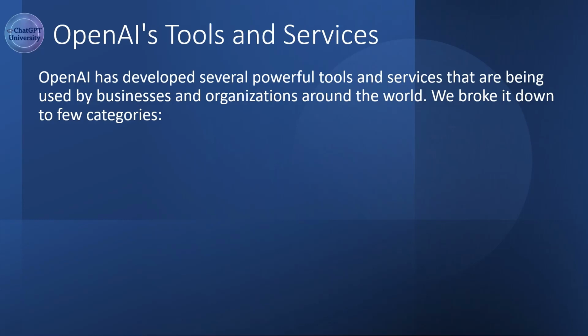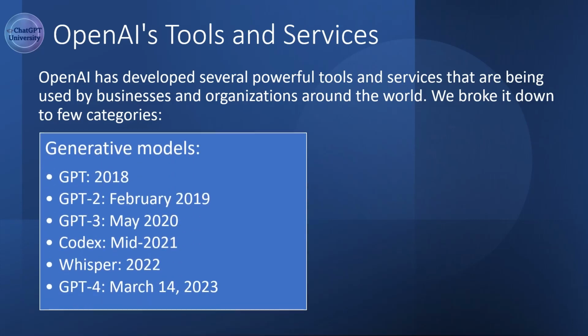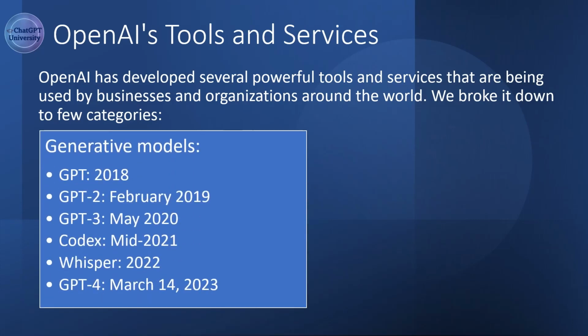We broke it down to a few categories, starting with the generative models. GPT, which stands for Generative Pre-trained Transformer, was announced in 2018. It's a language model that is able to acquire world knowledge and process long-range dependencies by pre-training on a diverse corpus with long stretches of contiguous text.